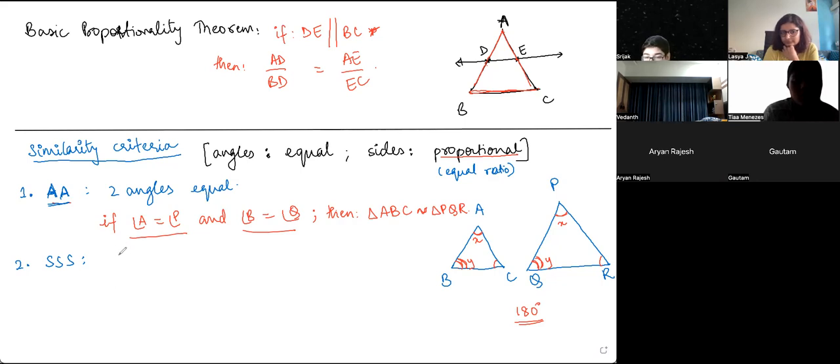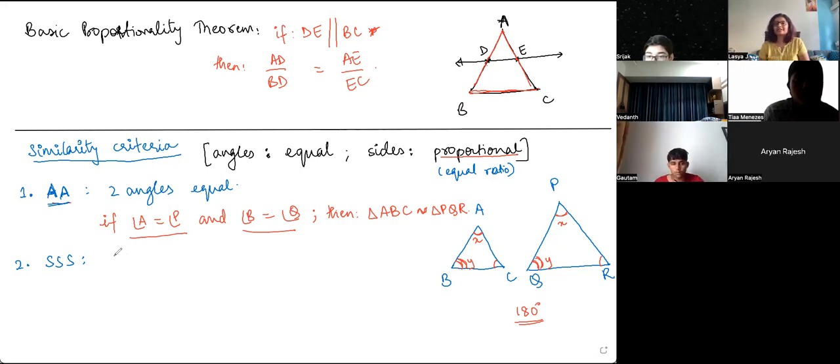The sides should be proportional to each other. You're saying the same thing, Michelle. How should I show it? I don't know how to put it. Not sure. Okay. Srija, how do you show sides proportional?